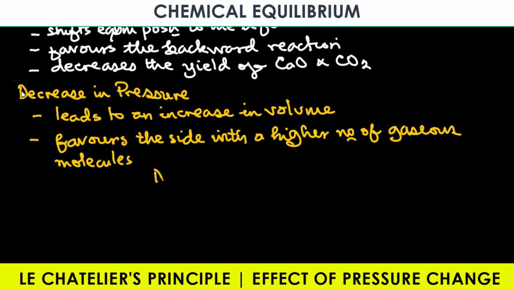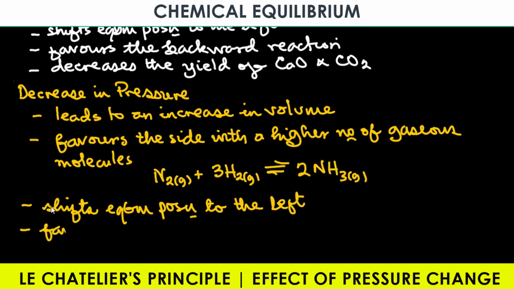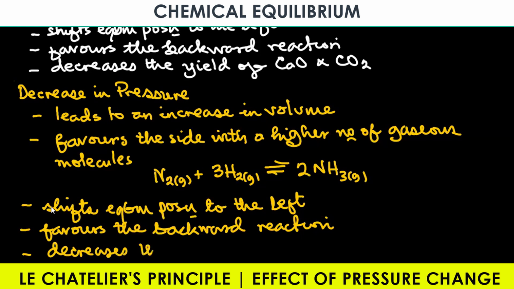So if you go back to our industrial manufacture of ammonia, that's the Haber process from nitrogen and hydrogen, you see that decreasing the pressure will shift the equilibrium position to the left, because that's the side with the higher number of gaseous molecules. It shifts equilibrium position to the left, favors the backward reaction, and then decreases the yield of ammonia.